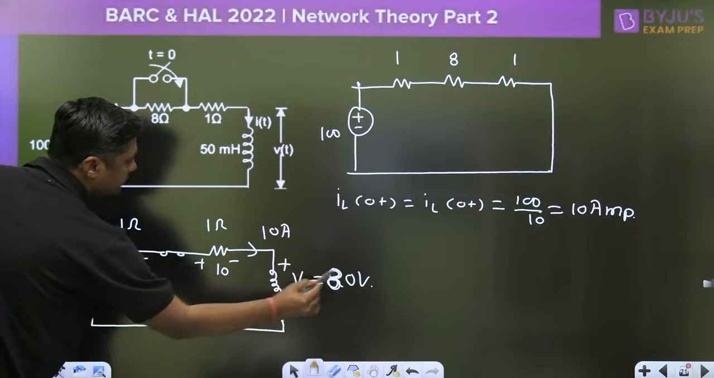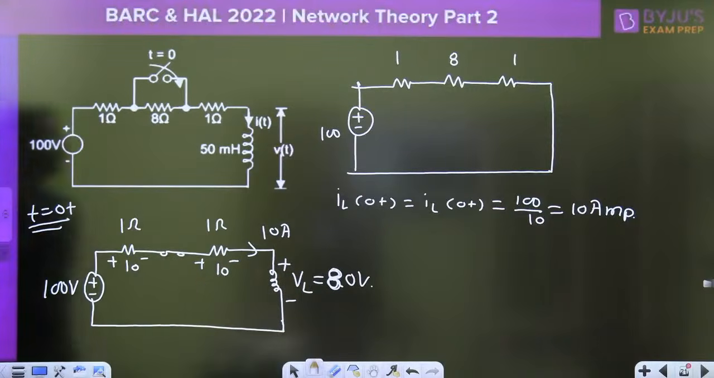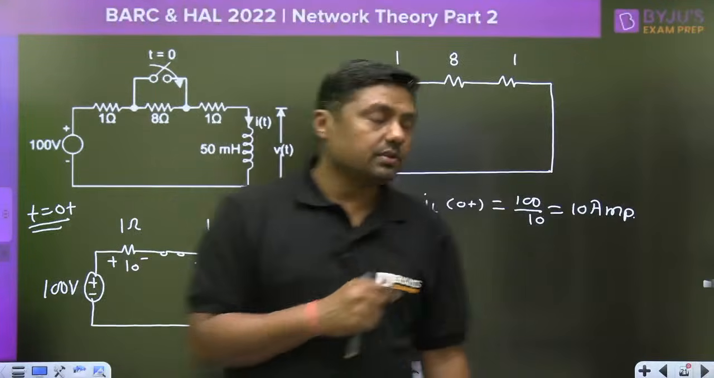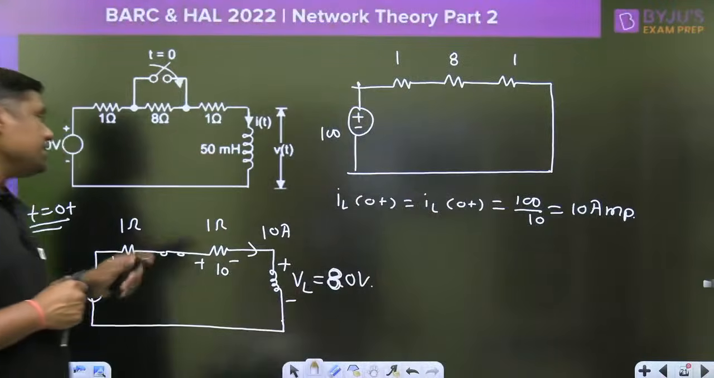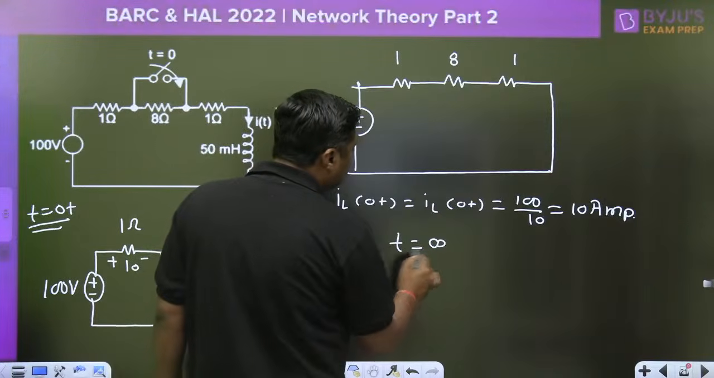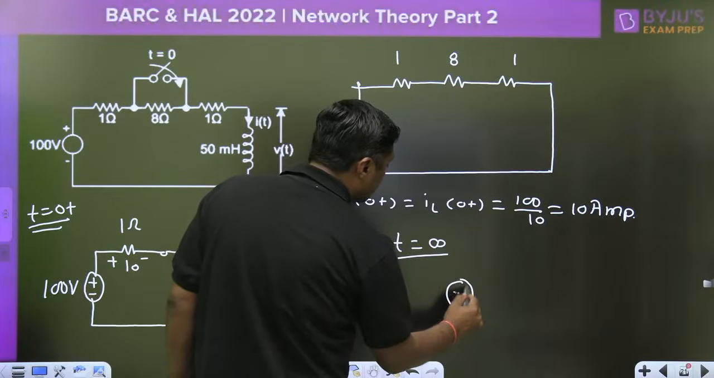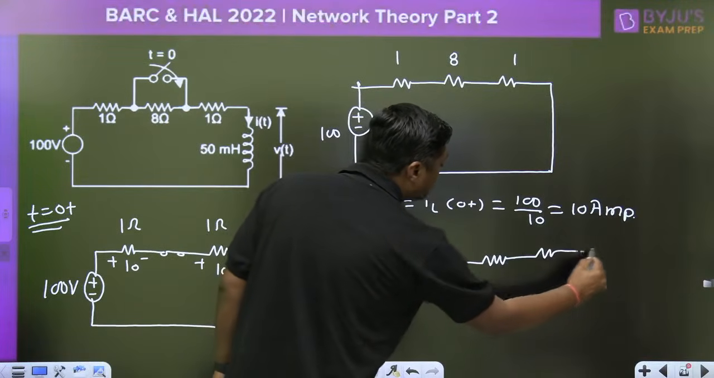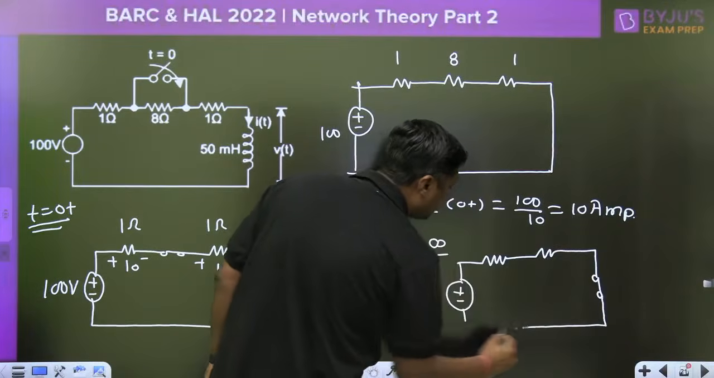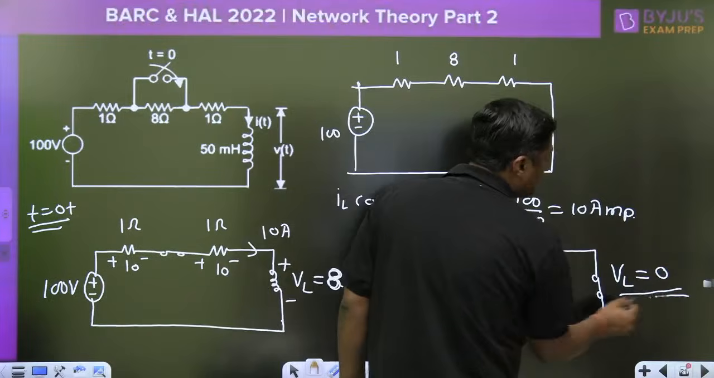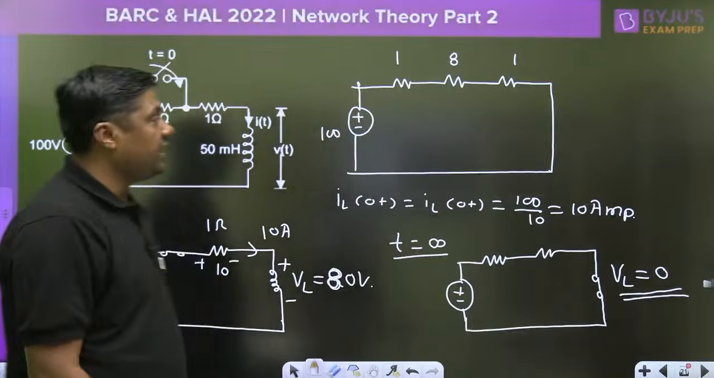80 volt. Now, Asutosh, you are giving the answer C. Yes. 80 volt is the initial voltage. And exactly at t equal to infinite, again inductor will act as what? Short circuit. Again the inductor will act as short circuit. So what is the final voltage across the inductor? 0. The final voltage across the inductor is 0 at t equal to infinite.